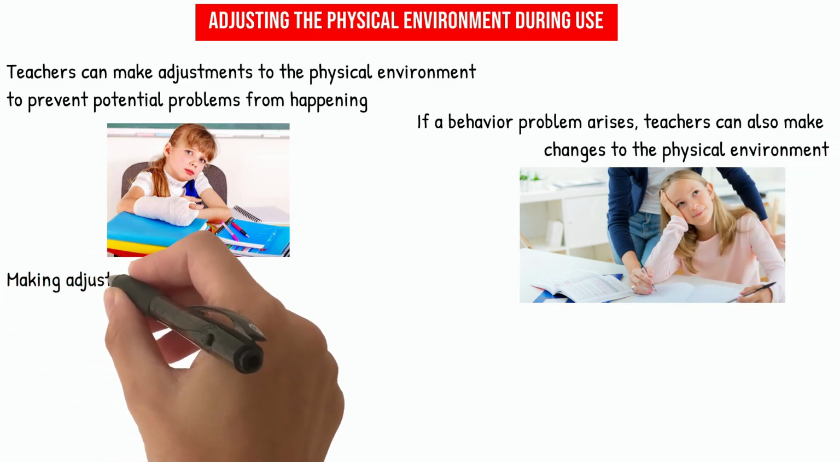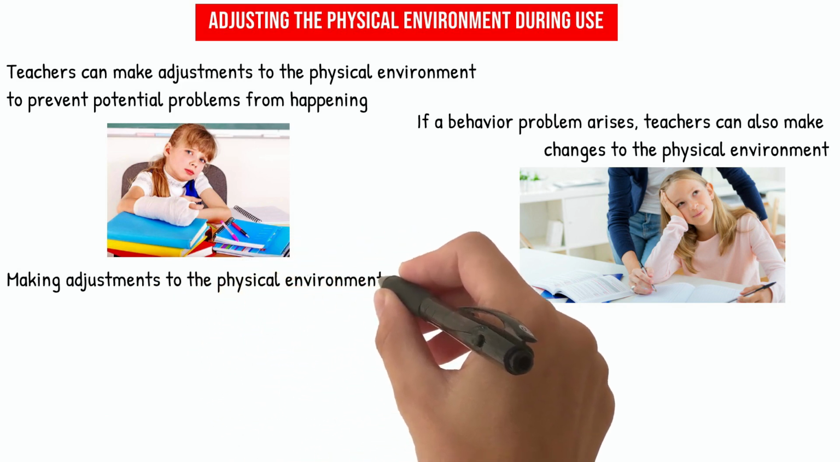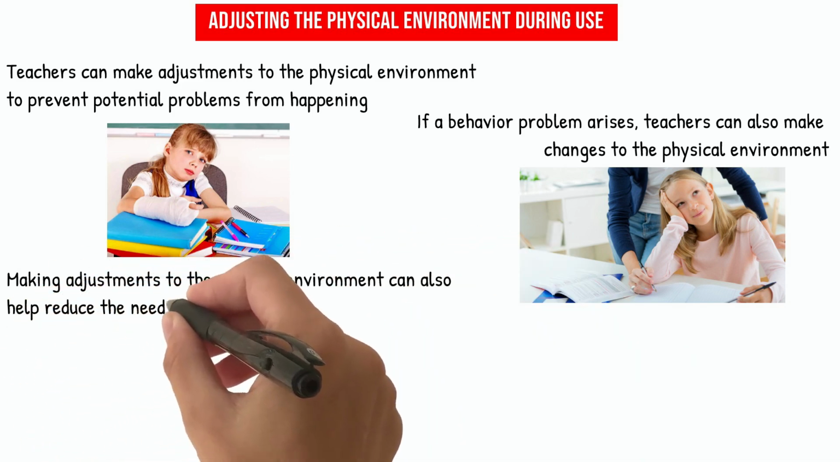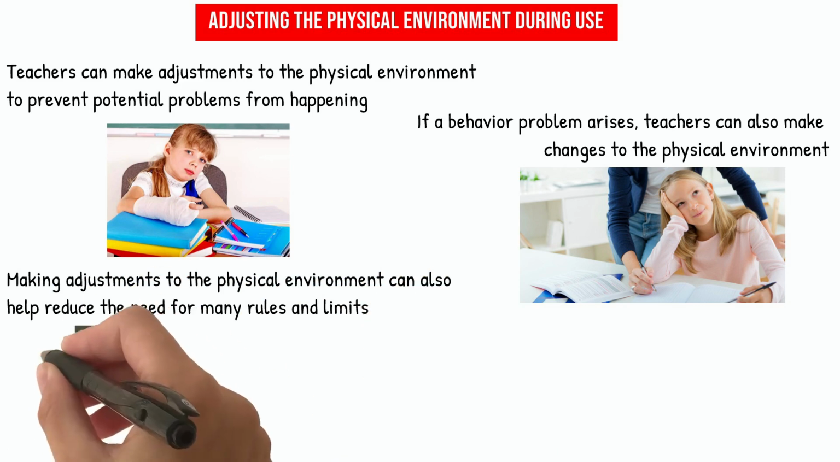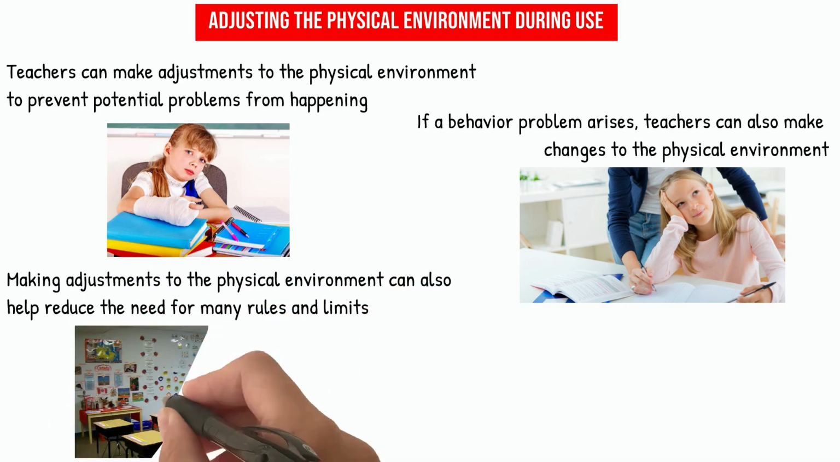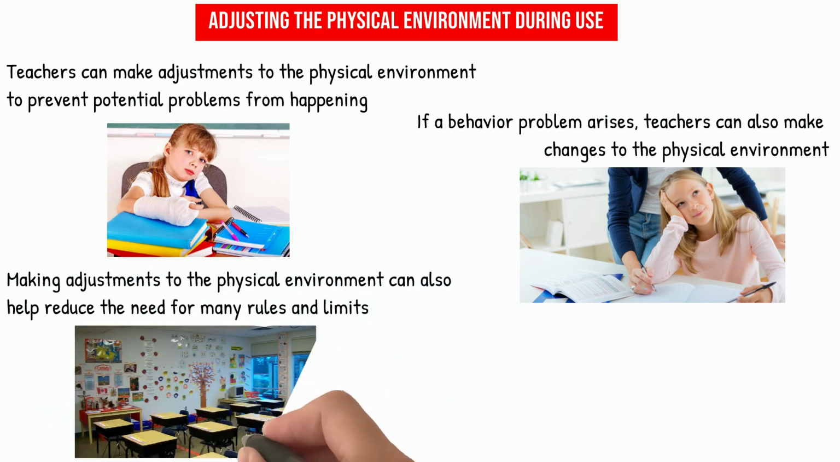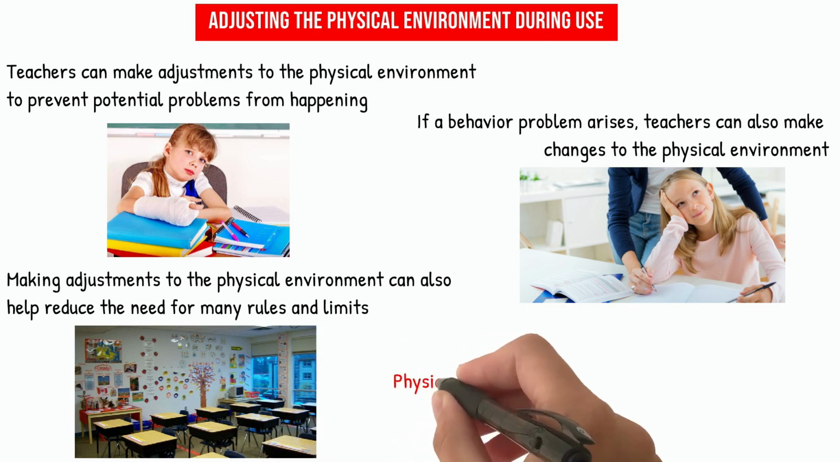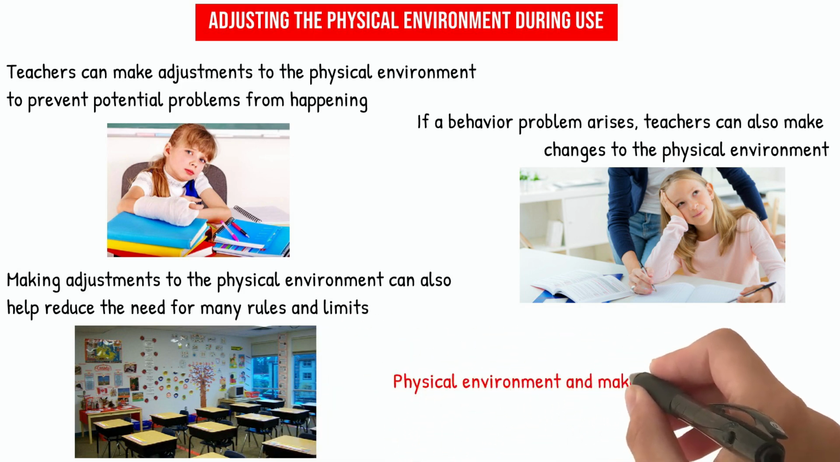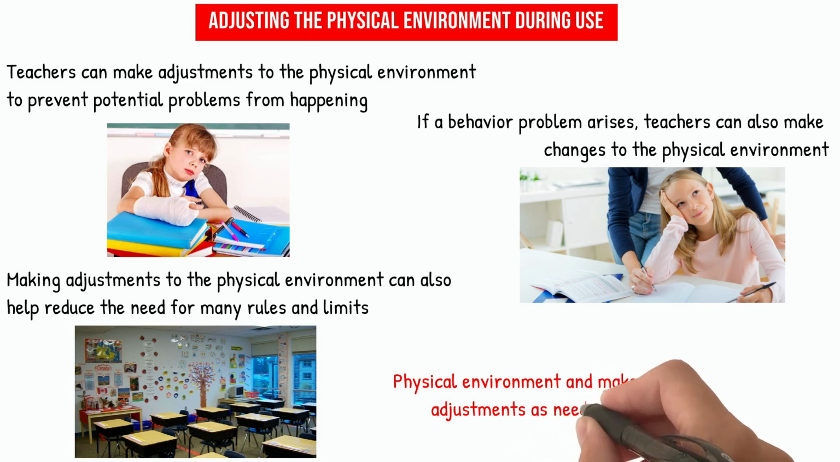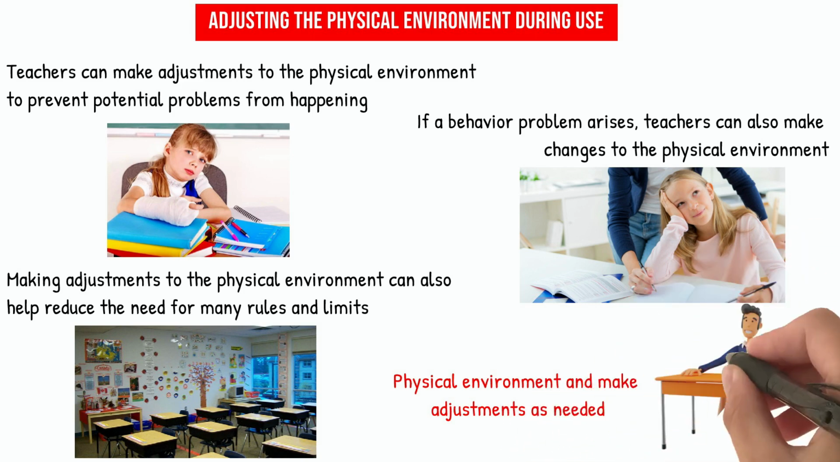Making adjustments to the physical environment can also help reduce the need for many rules and limits. When students have clear expectations and a well-organized classroom, they are less likely to act out or misbehave. Overall, teachers should be aware of the physical environment and make adjustments as needed to help create a safe and positive learning environment for their students.